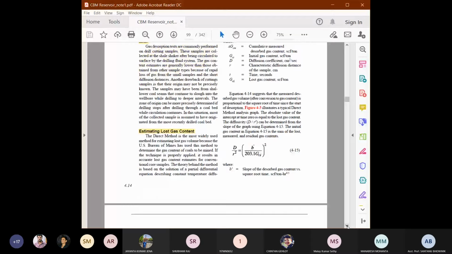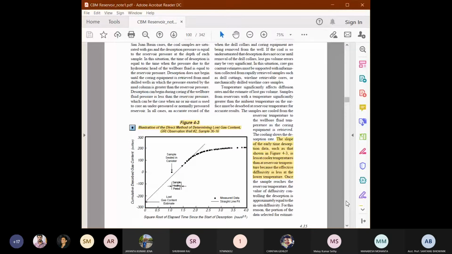And if you see this graph in detail, this graph is very important, and let me tell you that this process of estimation of the total gas content with these three components you have to understand very clearly. So what is happening is that whenever you plot the gas against the square root of elapsed time, you can see on the x-axis they have taken the square root of elapsed time since the start of desorption, plotted in hour root of time. And then there is the cumulative desorbed gas content in SCF per ton. From where are you getting this graph?